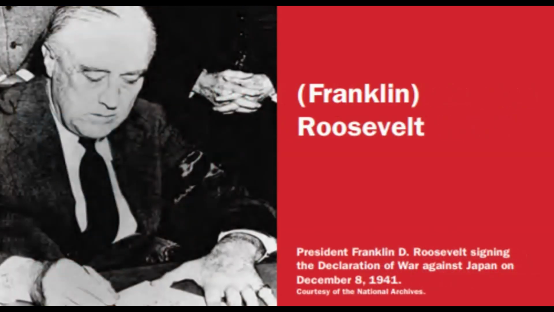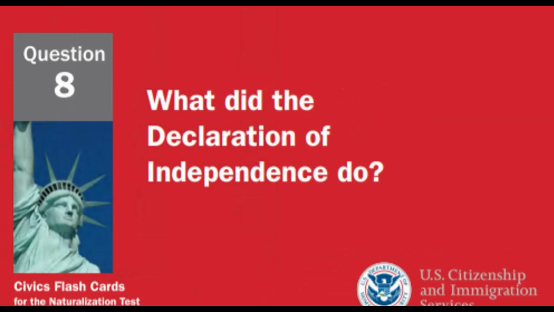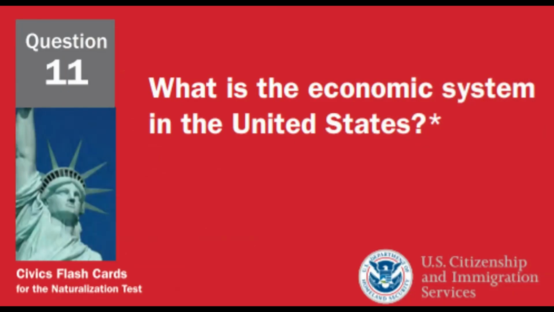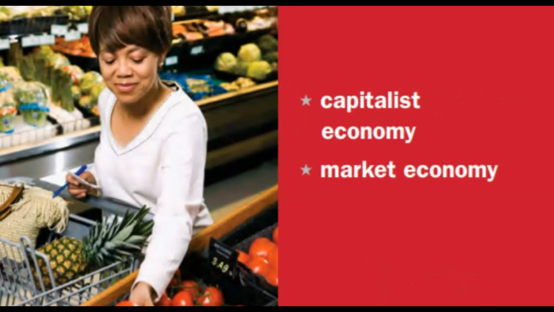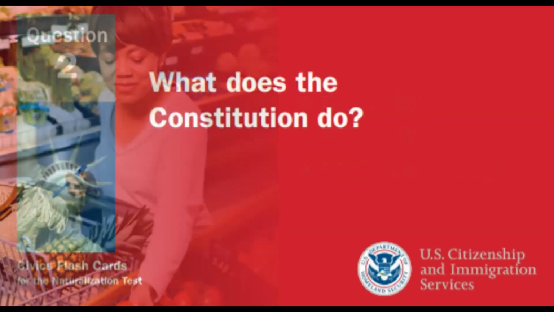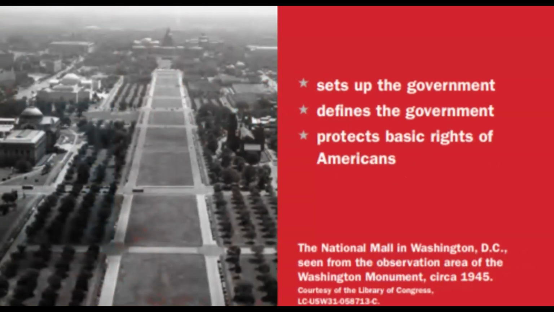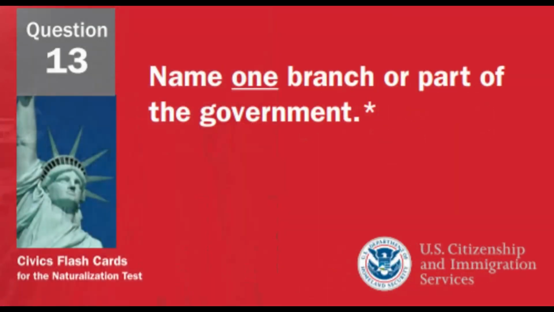Franklin Roosevelt. What did the Declaration of Independence do? Declare our independence from Great Britain. What is the economic system in the United States? Capitalist economy. What does the Constitution do? Set up the government. Name one branch or part of the government.